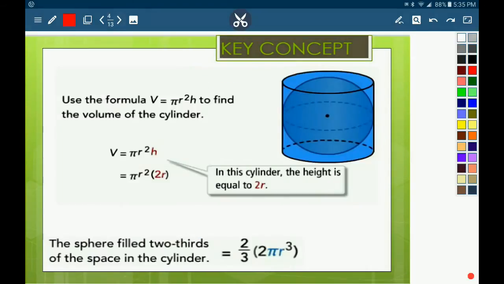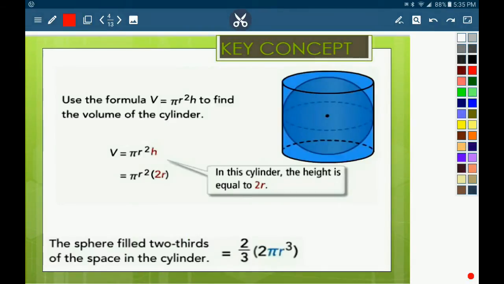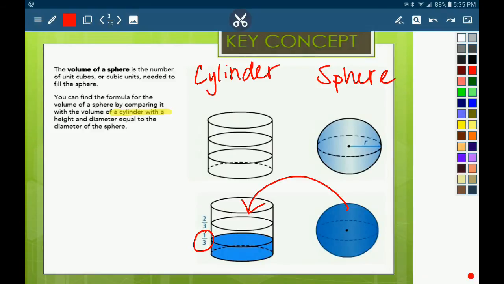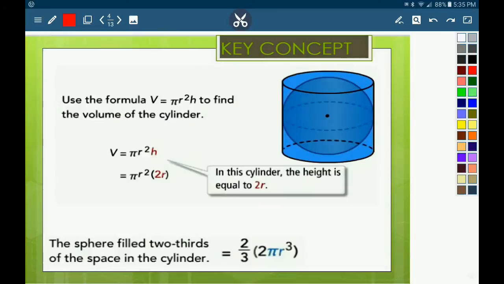What happens is if you place the sphere, okay, let me give you a little illustration. If you take this water and put it inside of the cylinder, you can see that the water fills up the cylinder all the way to the top without spilling over. So what that means is 1/3 of a cylinder's volume plus a sphere is going to equal 1 full cylinder. And the reason why I write that is that's how we come up with the formula.